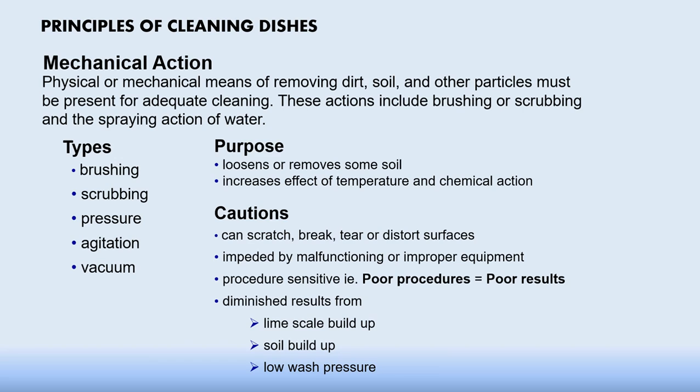Our next principle of cleaning is mechanical action. Physical or mechanical means of removing dirt, soil, or other particles must be present for adequate cleaning. These actions include brushing or scrubbing and the spraying action of the water. Types of mechanical action that we run across in dishwashing are brushing, scrubbing, pressure, agitation, or vacuum. The purpose is to loosen and remove the soils and increase the effectiveness of temperature and chemical action.